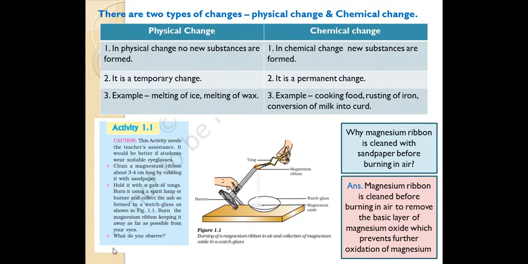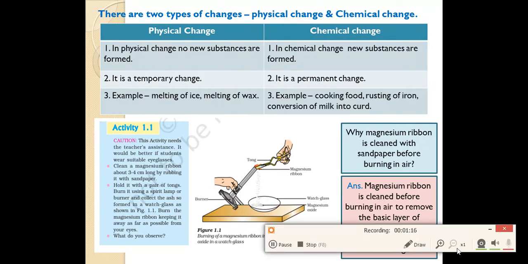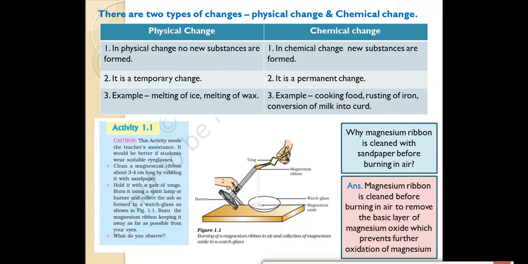First of all, we are going to read about physical and chemical changes. As you all know, there are two types of changes, physical change and chemical change. Let us have a look at the differences between them. In physical change, no new substances will be formed. It might happen that a substance changes its state from solid to liquid, or from liquid to gaseous state, but no new substance will be formed.